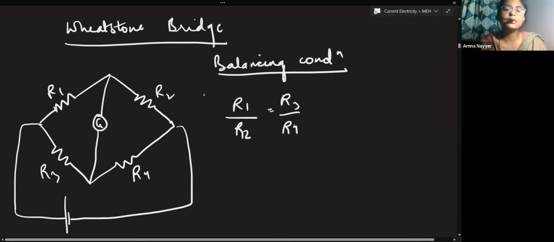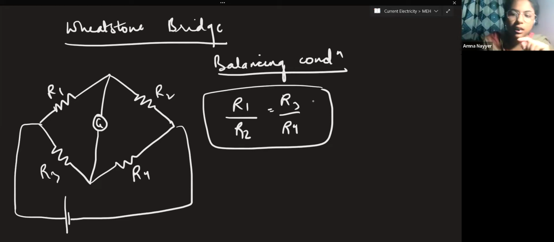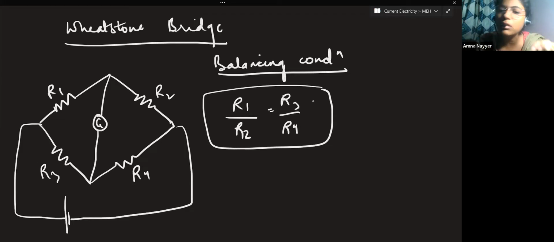This is the condition of a balanced Wheatstone bridge. So with the help of Kirchhoff's law, we are going to prove this. This question can come in your board examination. It is not important from your entrance point of view, but in your board examination, to prove the balancing condition of Wheatstone bridge using Kirchhoff's law is a standard question that can come in your 12th board examinations.